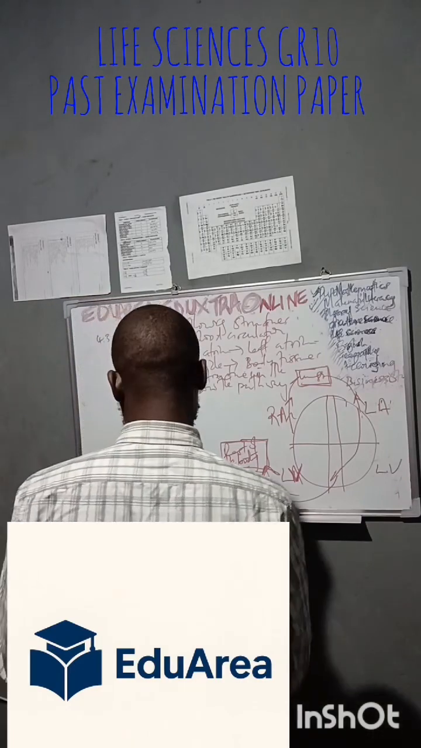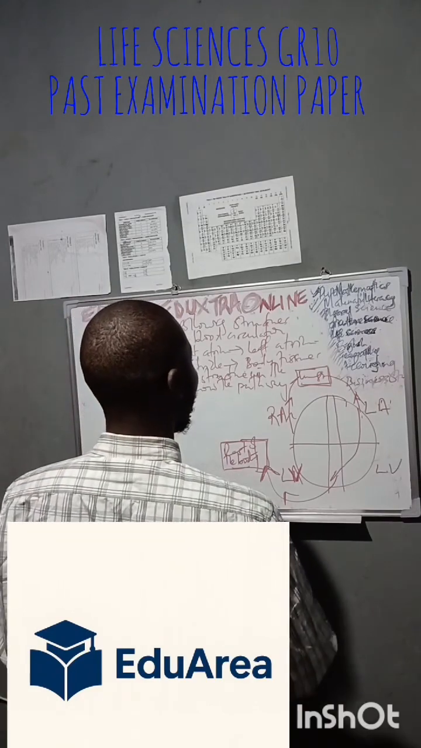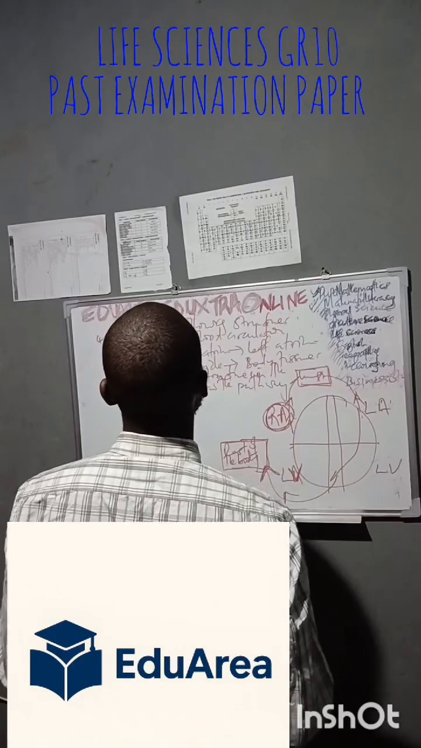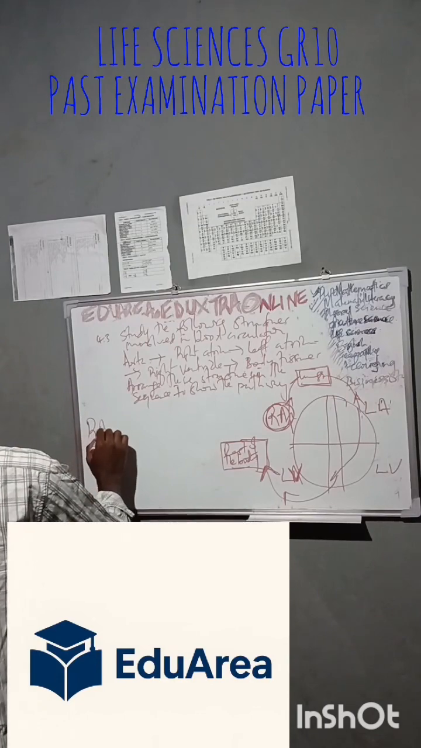So we're saying the deoxygenated blood with low oxygen content moves to the lungs through the right atrium. So if we have a right atrium, that means we can first use the right atrium.